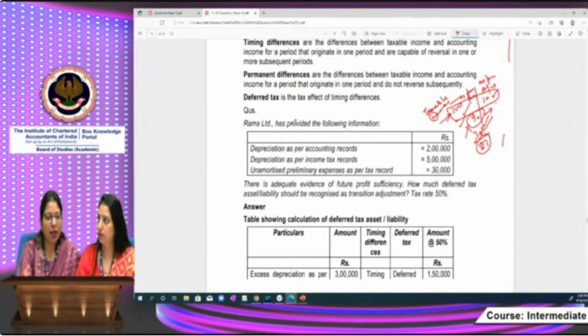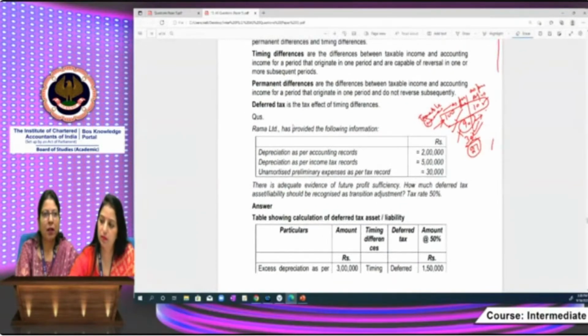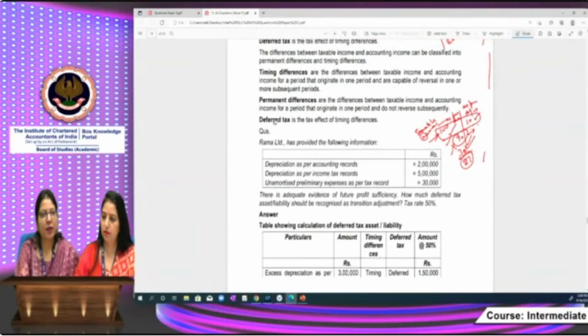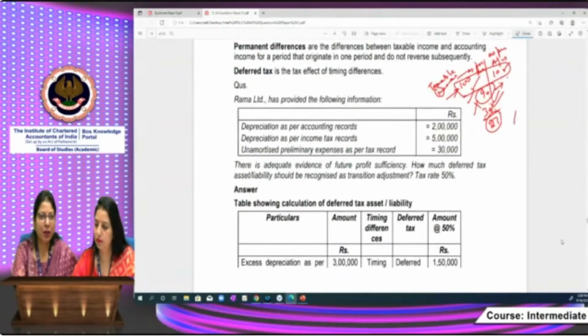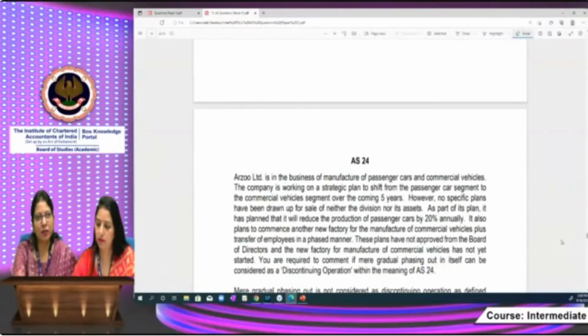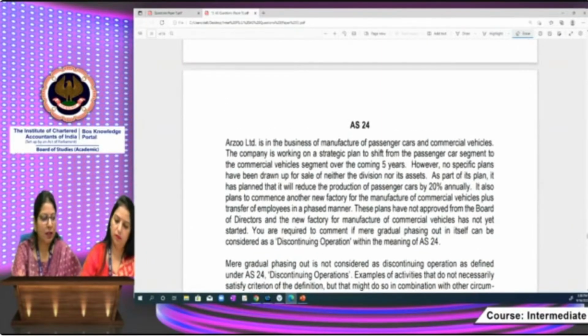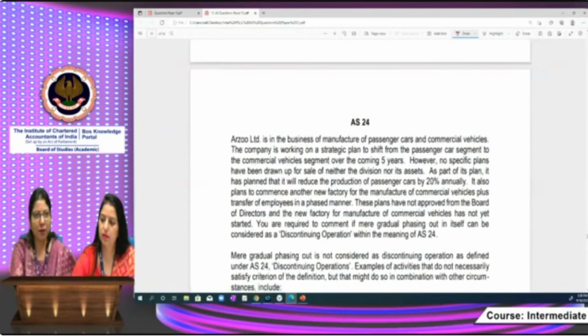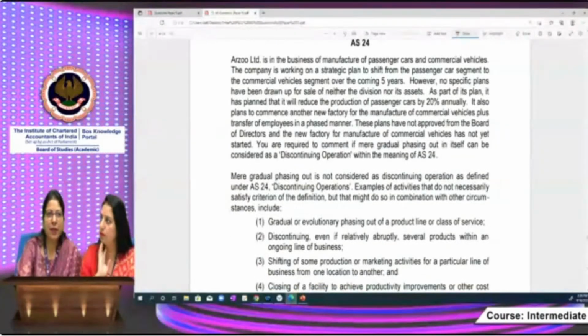Now we will go to another standard, AS 24, discontinuing operations. AS 24 is about discontinuing operations. As we know, if any particular operation of a business is going to be discontinued, we have to disclose it in our financial statements. The discontinuing operation must be the discontinuation of the business operation may be due to a single plan of action. The plan should be approved and it should be a single plan.